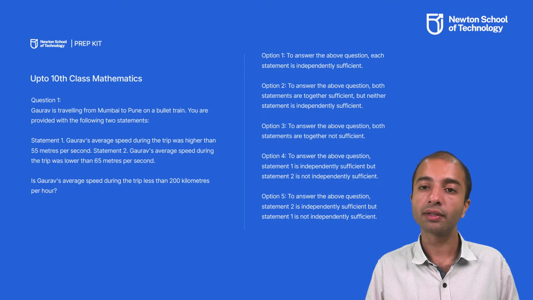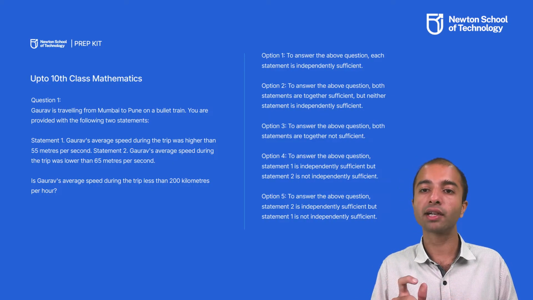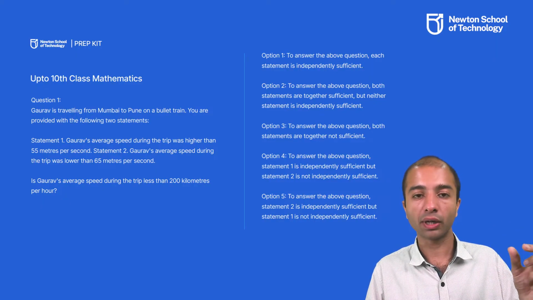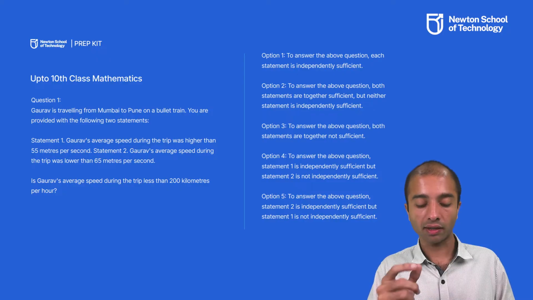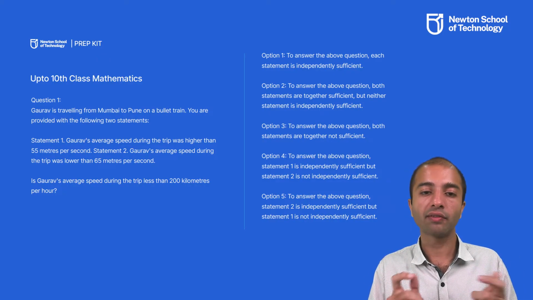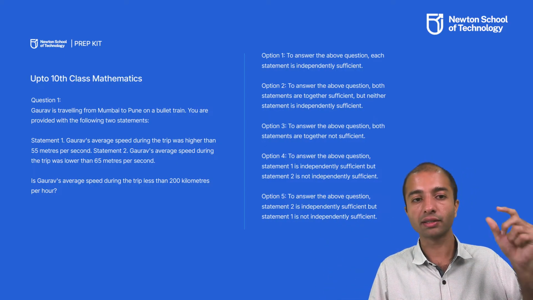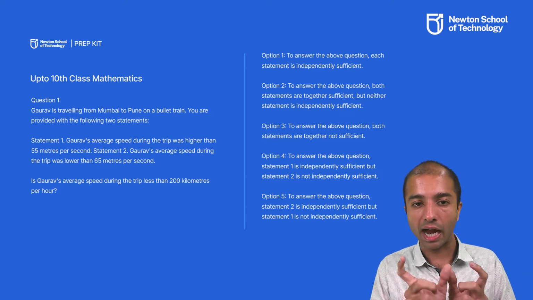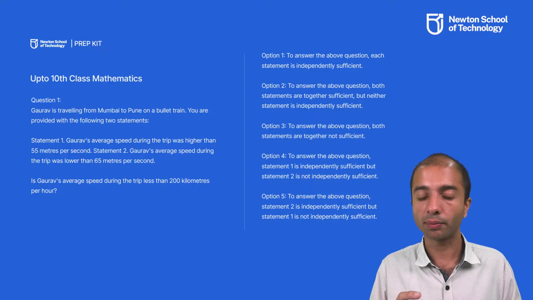Option 2 describes that to answer the above question, both statements together are sufficient, but neither statement is independently sufficient. That means that only if statement 1 and statement 2 are both correct can we get the answer to the given question. If only one statement is correct, then we can't give the answer. So that is the difference between options 1 and 2. In option 1, it is statement 1 or statement 2 that is correct. In option 2, statement 1 and statement 2 are both correct.